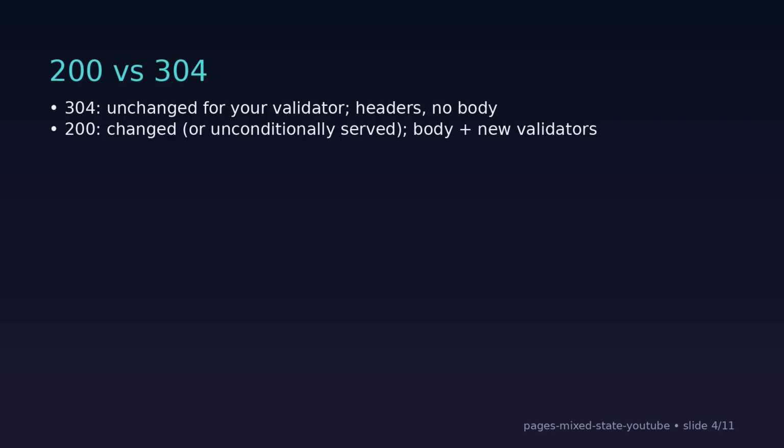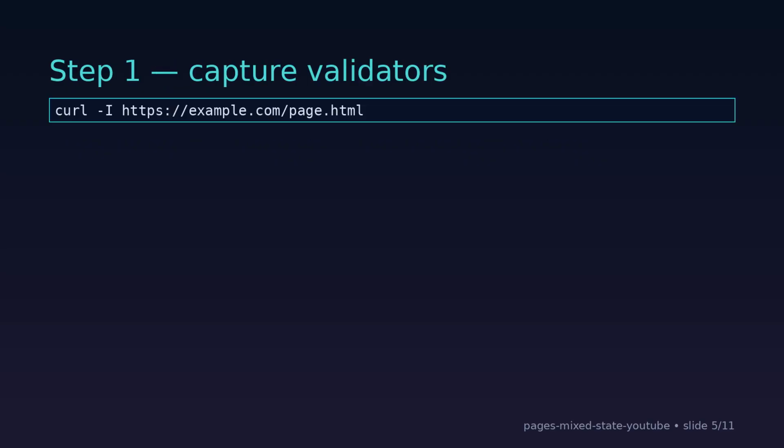Here is the practical pattern. First, capture the validators. Second, send a conditional request using those validators. This is especially helpful when the page is huge, because you can keep the payload tiny.